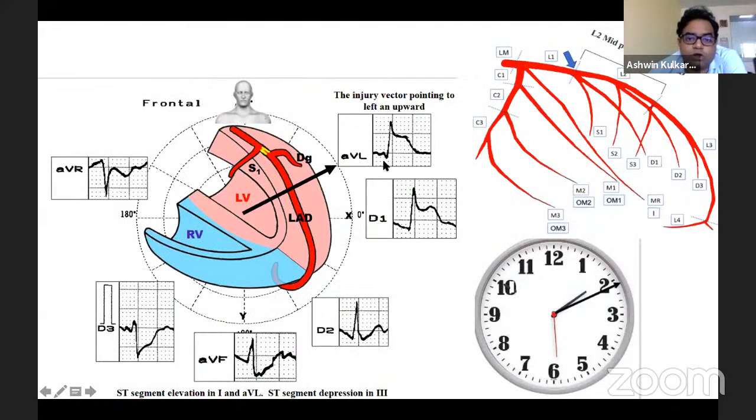This is a mid LAD occlusion. In this direction, the vector points, so you will have ST elevation in lead 1 and lead AVL. At the same time, you will have ST segment depression in lead 2, lead 3, and AVF. So this is a picture that shows a mid LAD occlusion.